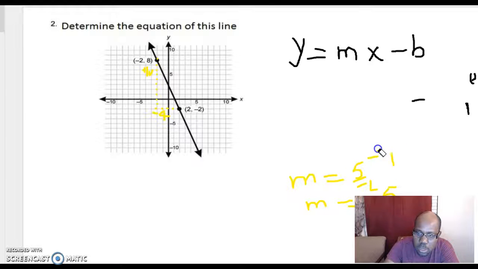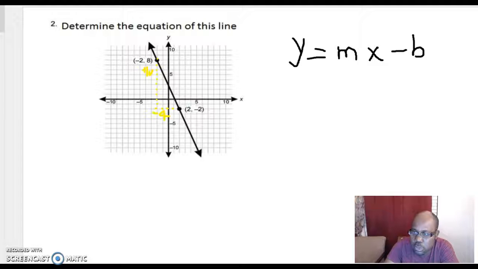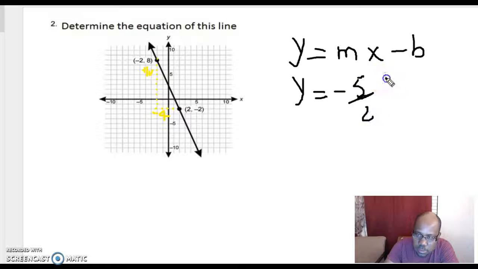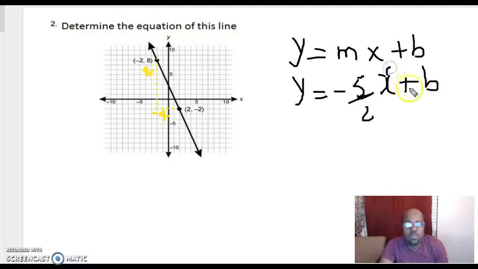Since I got my m, I can replace it. So I can easily say y equals, I know m is minus 5 over 2, x, excuse me, plus b. This is plus b. So there it is, that's plus b. Now I just need to find b.